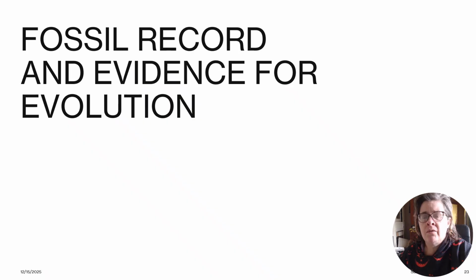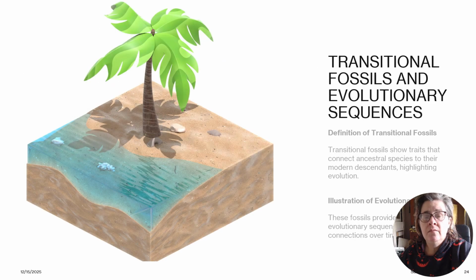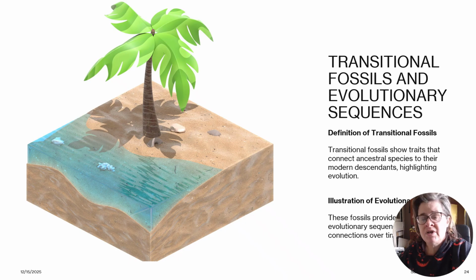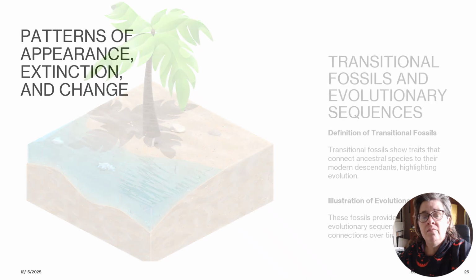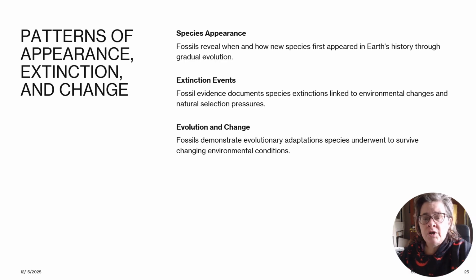The fossil record reveals evolutionary patterns through transitional fossils and sequences, documenting life changes over millions of years. Transitional fossils exhibit traits bridging ancestral and modern species, illustrating evolutionary processes and lineage connections. Fossils show how species appear, evolve, and sometimes go extinct, reflecting environmental changes and natural selection pressures. They certainly do that, yeah.